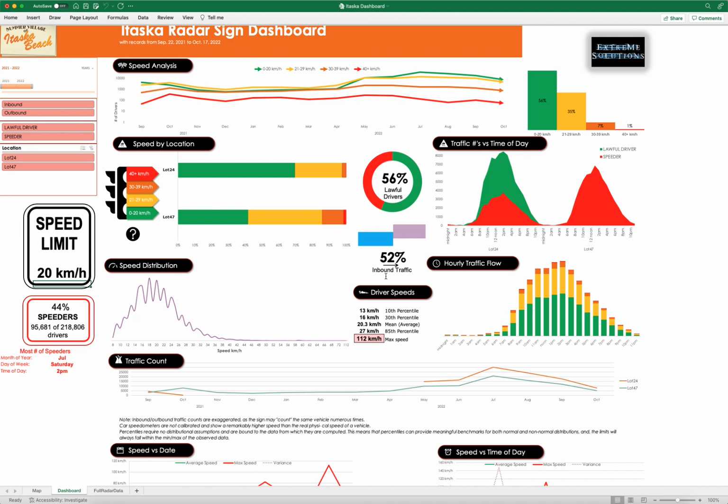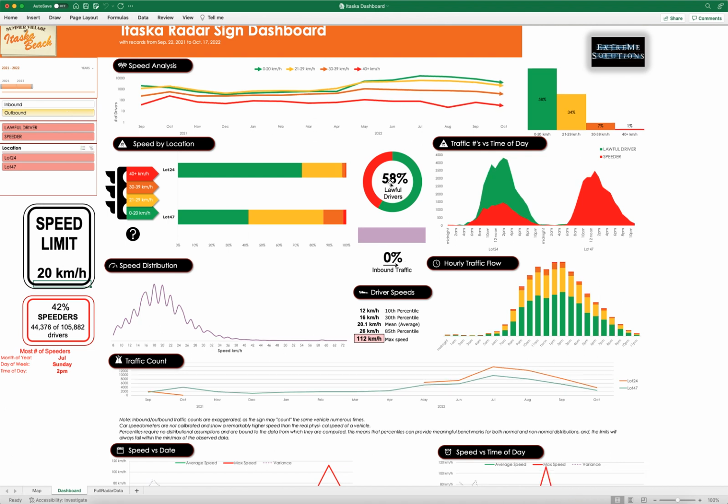When we're looking at our inbound and outbound traffic, these radar signs have two settings, towards them and away from them. Right now, 52% of our traffic is inbound. Sometimes summer villages want to know what the difference is if we just look at outbound traffic. Do we see more compliance? 58%. So it's really not statistically a large difference depending on whether the sign is towards them or away from them, looking at this specific data.